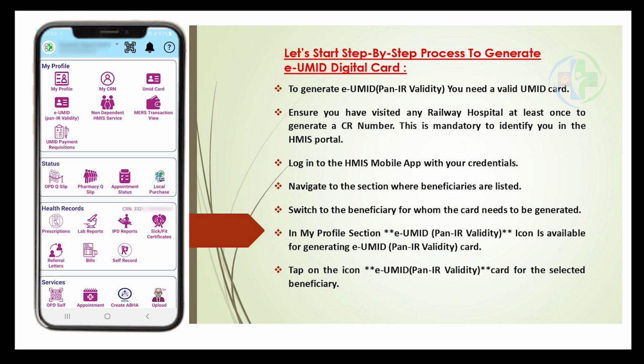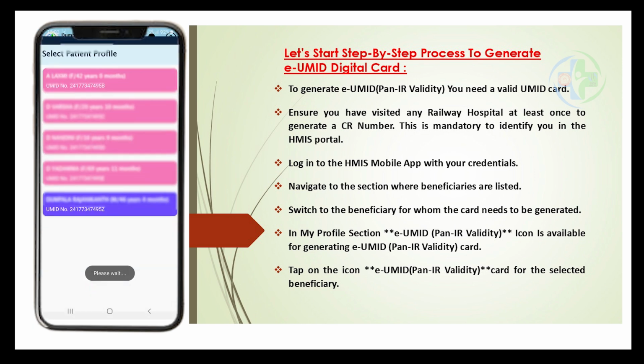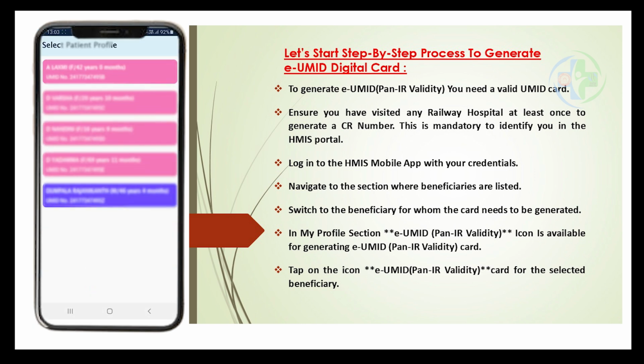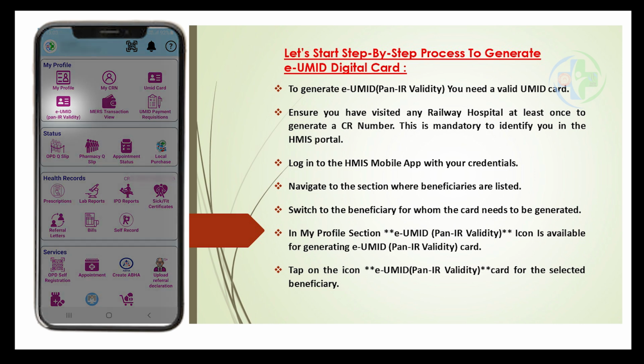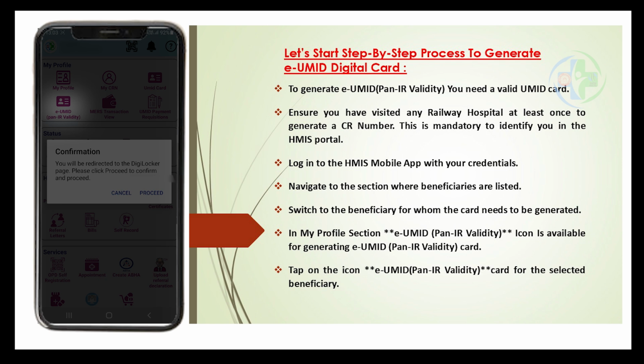Now log into your HMIS mobile app with your credentials. Navigate to the section where beneficiaries are listed. Switch to the beneficiary for whom the card needs to be generated. On top, in the My Profile section, you will see the option for generating the eUMID card. Tap on the eUMID icon for the selected beneficiary.